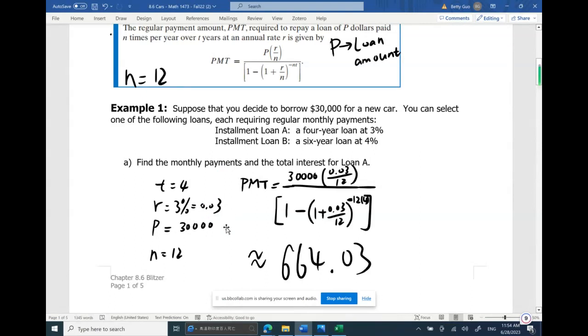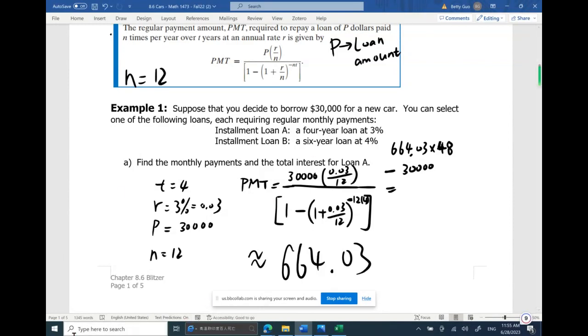We also need to find out the interest for loan A, right? That's the cost of loan A. And how do we find that? If we pay $664.03 every month for 48 months, that's how much money we spend on a car loan. And then we subtract the money you owe, which is 30 grand, and the difference would be the cost or interest of loan A.